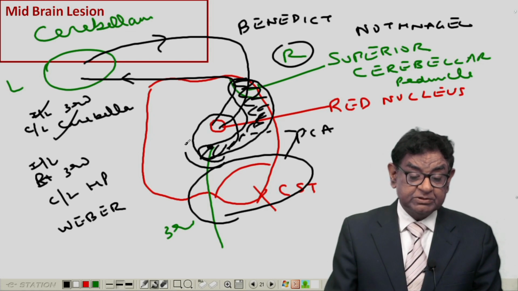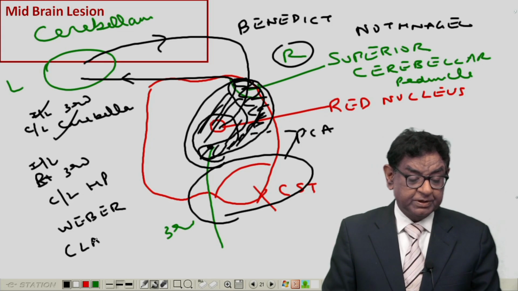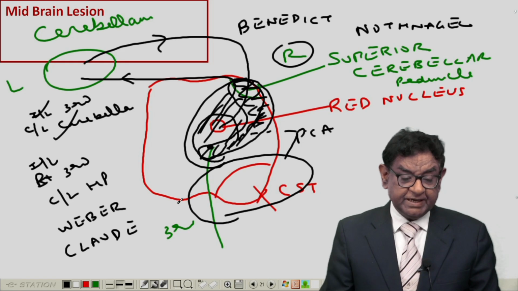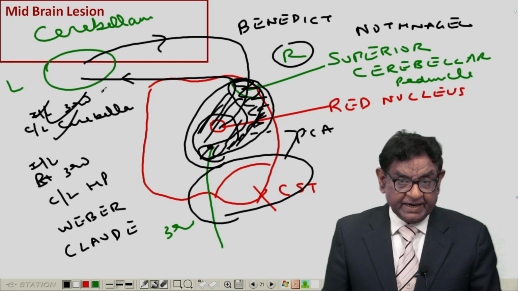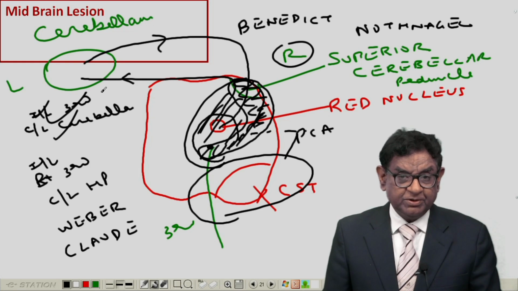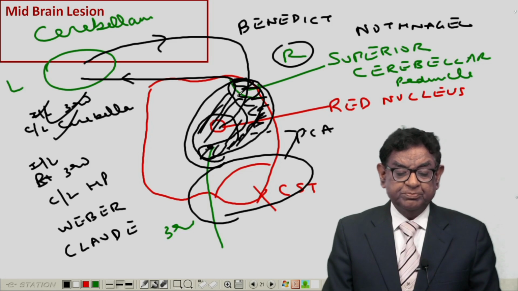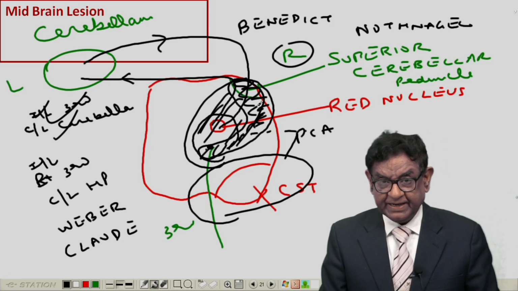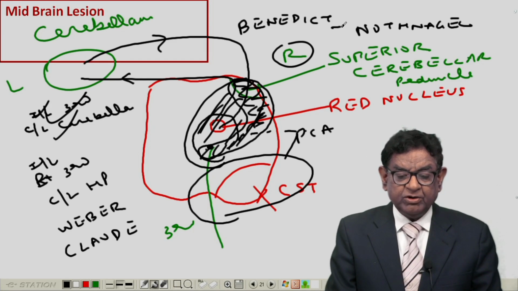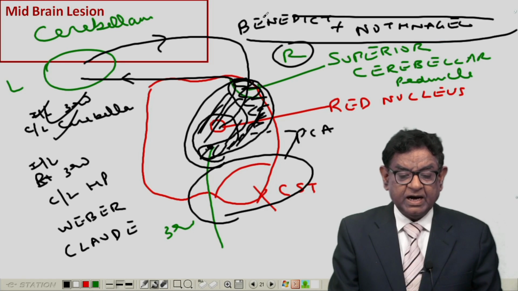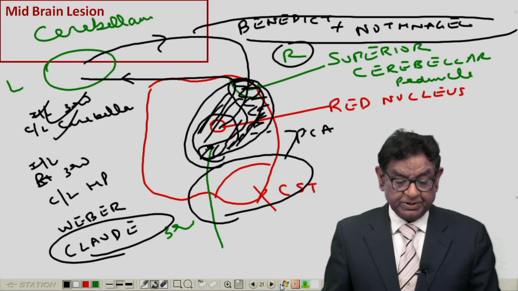At another time, these all are involved, and this is known as Claude syndrome. Artery involved same, clinically also same. Only the difference is in anatomy. In Claude syndrome, the red nucleus, third nerve nucleus, and superior cerebellar peduncle all are involved. Or in a nutshell, we can say Benedict syndrome and Nothnagel syndrome together are known as Claude syndrome. So I hope you have understood it.